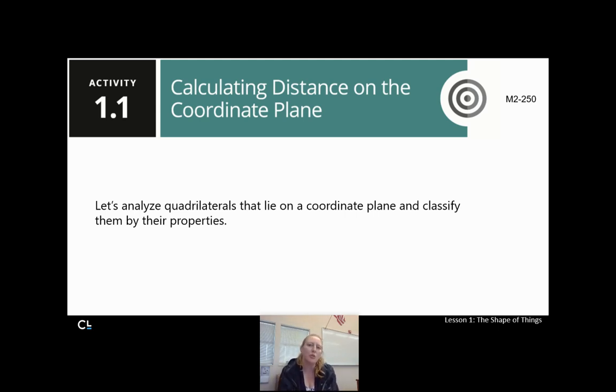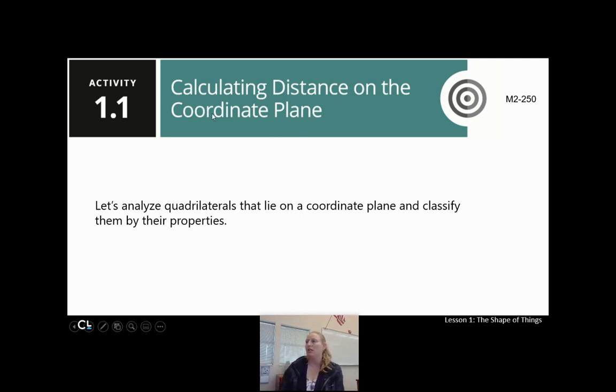We're still on Module 2, but now we're on Topic 4, and we're just going to do the first part of Lesson 1. We're not going to get all the way through it today. We're just going to do Activity 1.1. So we're on Lesson 2.4.1a. We're starting off on page M2-250 in our book.